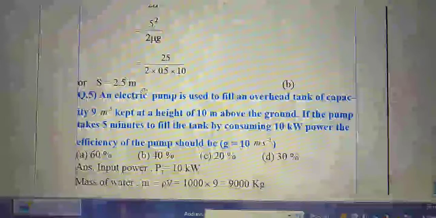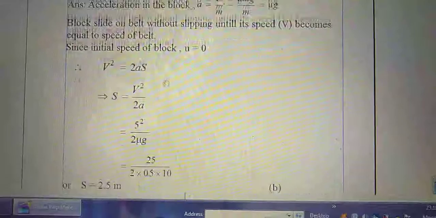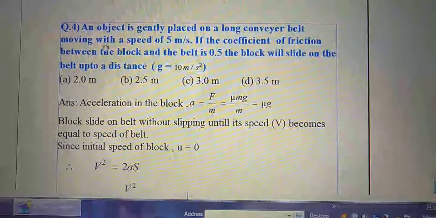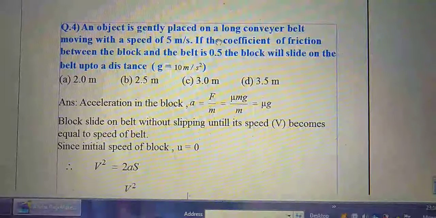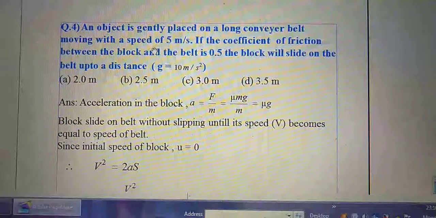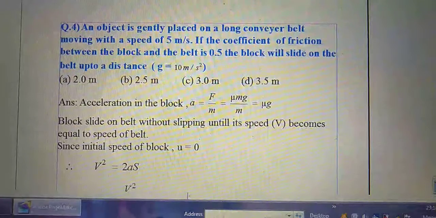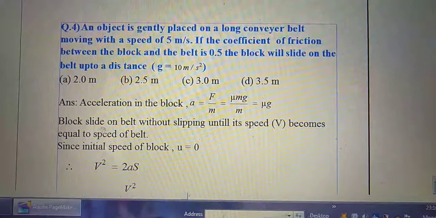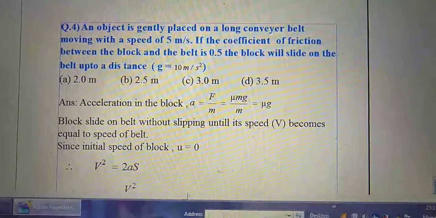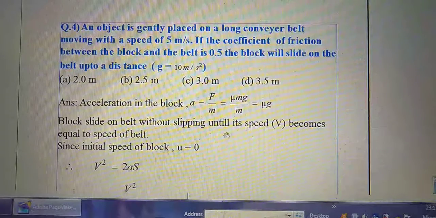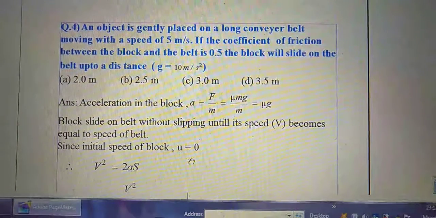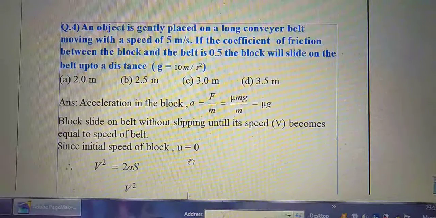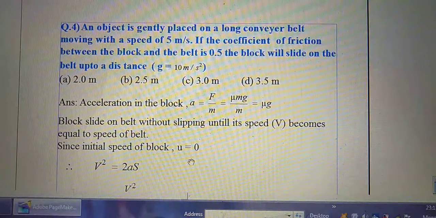Next question. An object is gently placed on a long conveyor belt moving with speed 5 meter per second. If the coefficient of friction between the block and the belt is 0.5, the block will slide on the belt up to a distance. So for that one, we have to find the acceleration first. Then, how long the block will slide without slipping until its speed becomes equal to the speed of the belt. That is the condition you have to remember.